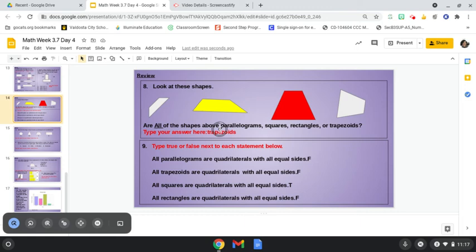Okay? They're not parallelograms because parallelograms have two sets of parallel lines. They're not squares because all the sides are supposed to be equal. They're not rectangles because they don't have any right angles. Okay? Type true or false next to each statement below.